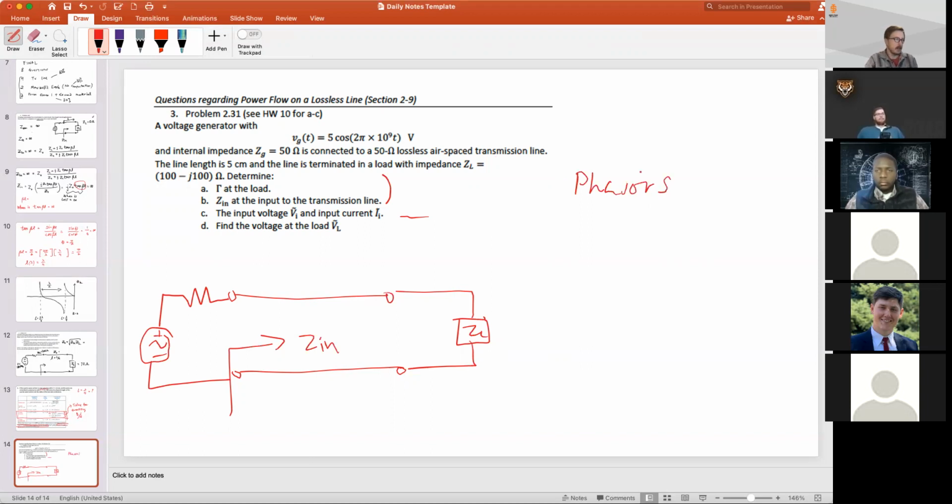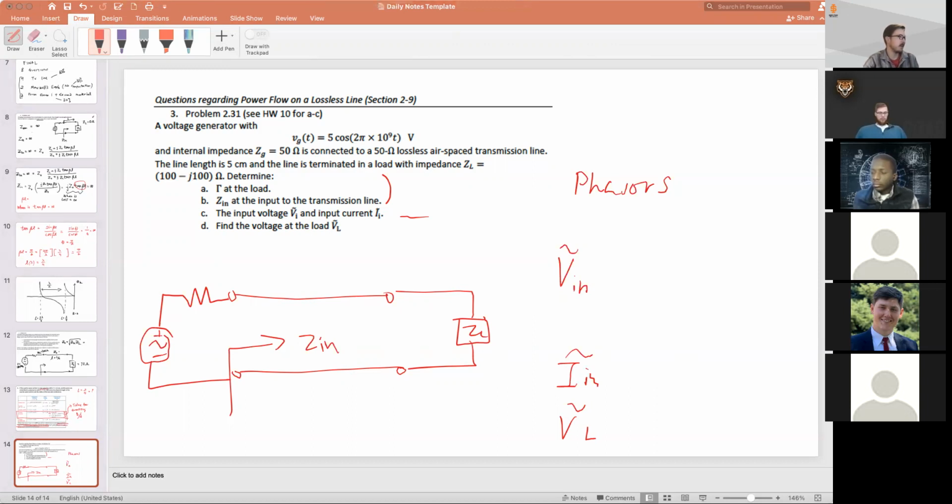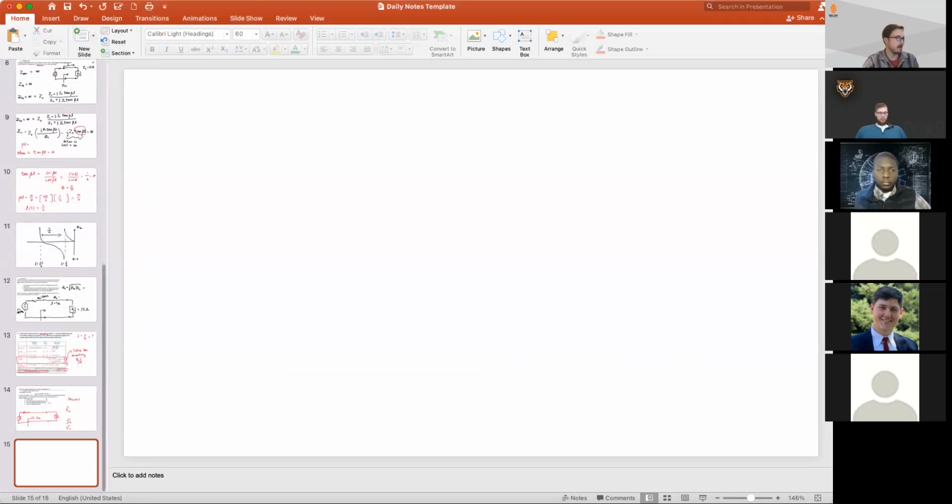And from there, we can build up our case all the way so that we are finally doing things just like we did in the last homework, where we can find things like the voltage at the input, current at the input, and the voltage at the load. So this problem brings together a lot of the things that we've covered already, similar to one of the last problems we did in homework 10.